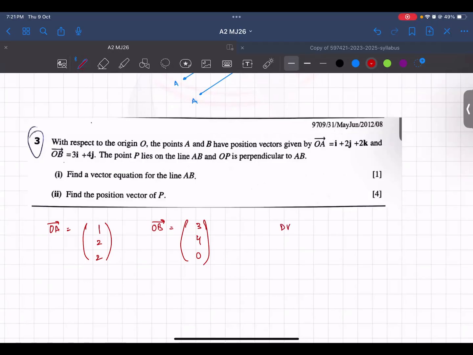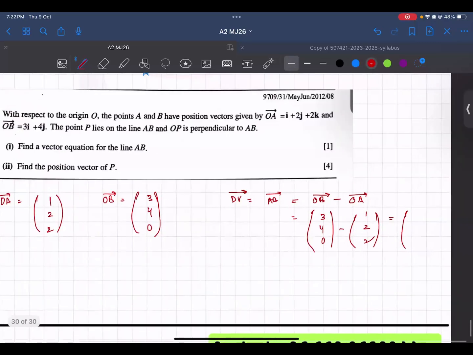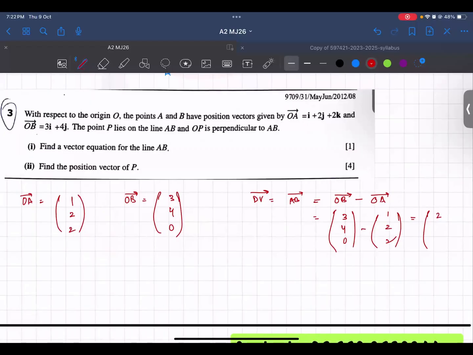So you would need the direction vector, which I told you can be either AB or BA, it would be the same thing. The direction would be the same. The purpose of the direction vector is the direction, not the magnitude, or whether it is anti-parallel, negative or positive. The direction should be the same, which I know would be OB minus OA. So (3, 4, 0) minus (1, 2, 2), which will be equal to (3 minus 1, 4 minus 2, 0 minus 2), which is (2, 2, -2).